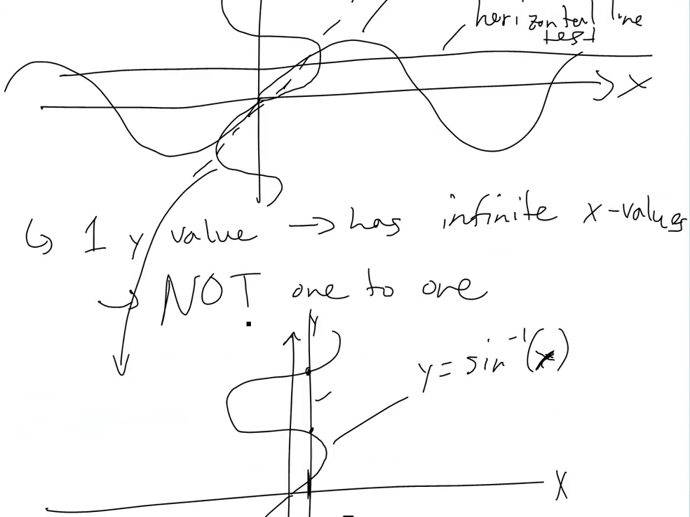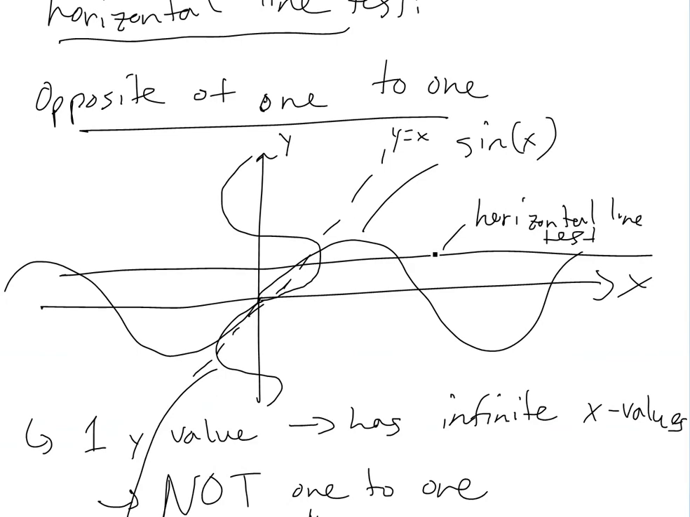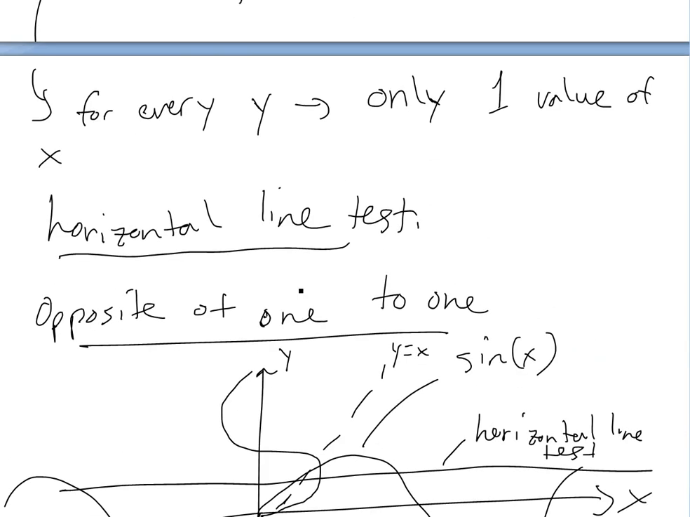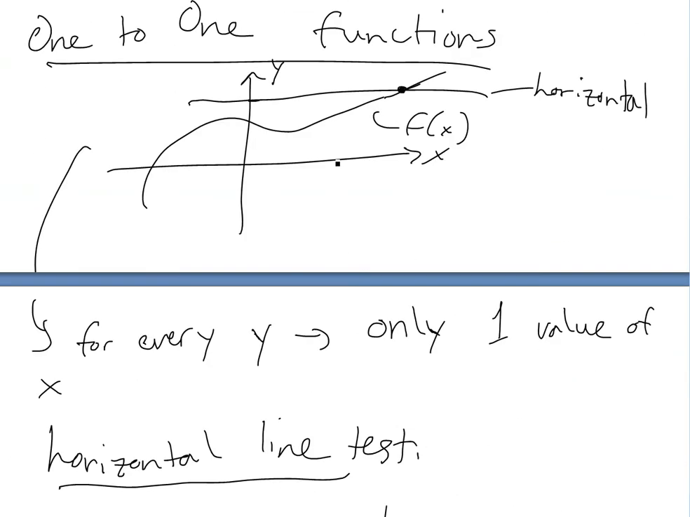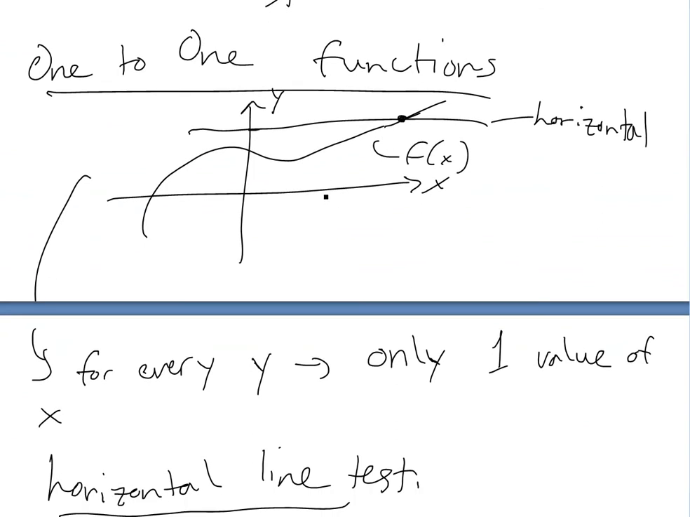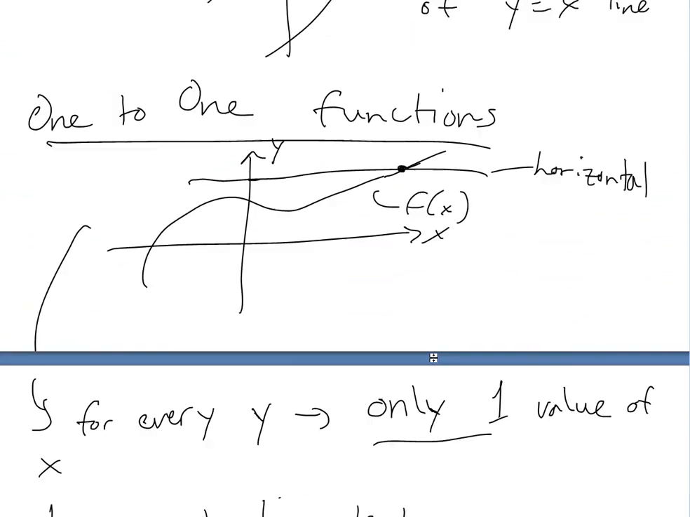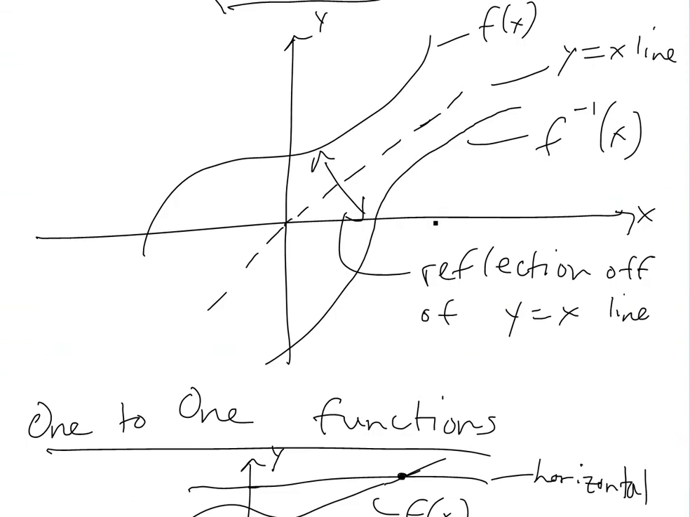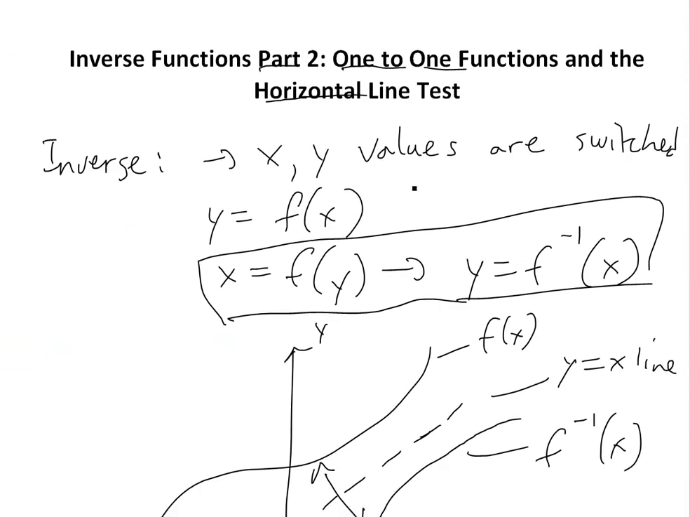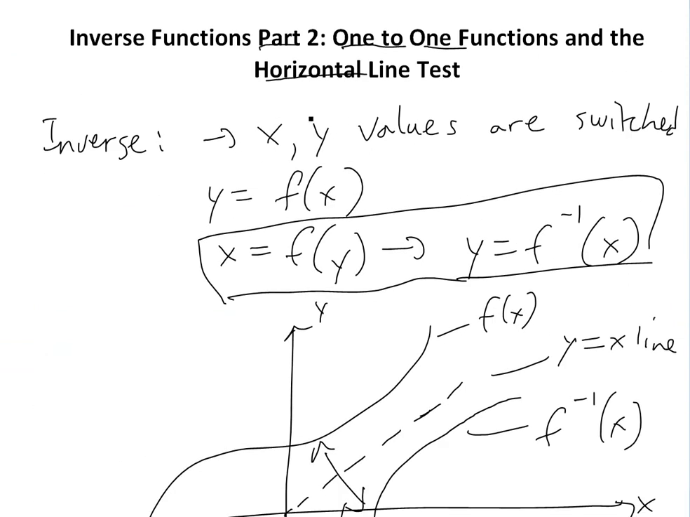So it needs to be one-to-one, and you do the horizontal line test to check. You just make a line and see if it hits more than one value. With a horizontal line, a one-to-one function only hits one value. And it's also a reflection of it. So this is just a little part 2 of inverse functions to clarify it.